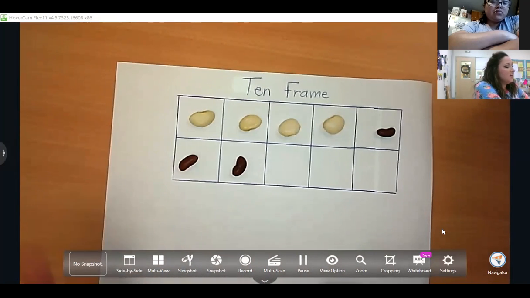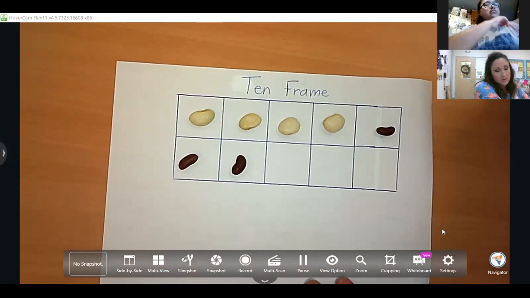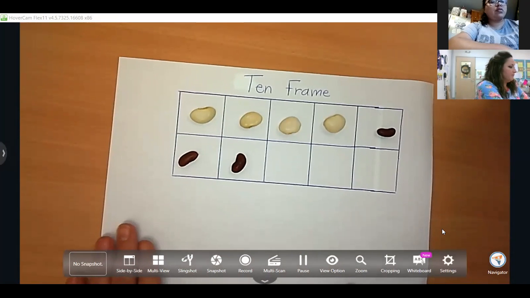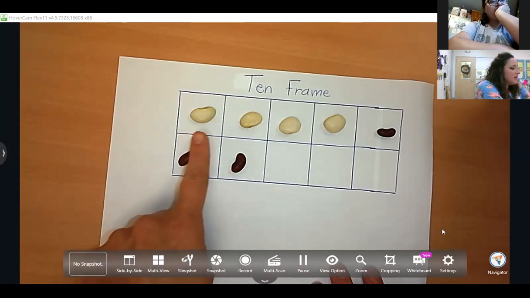And you could use any other counter. It can be candy, it could be pennies, anything that you want to use that they can tangibly put their hands on to be able to count. It can be anything you have at home.